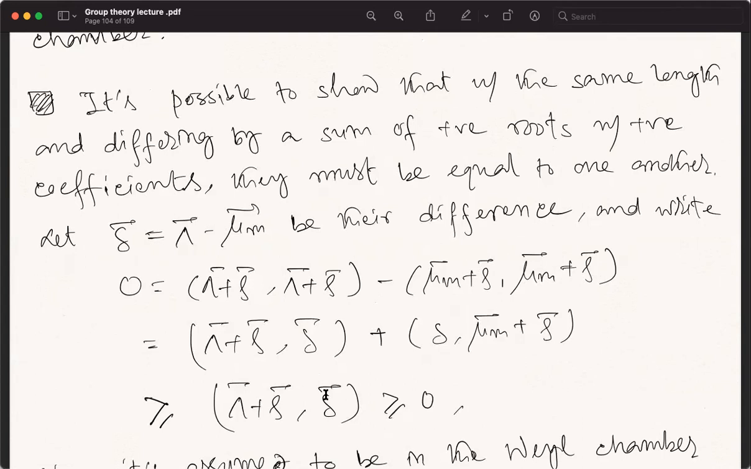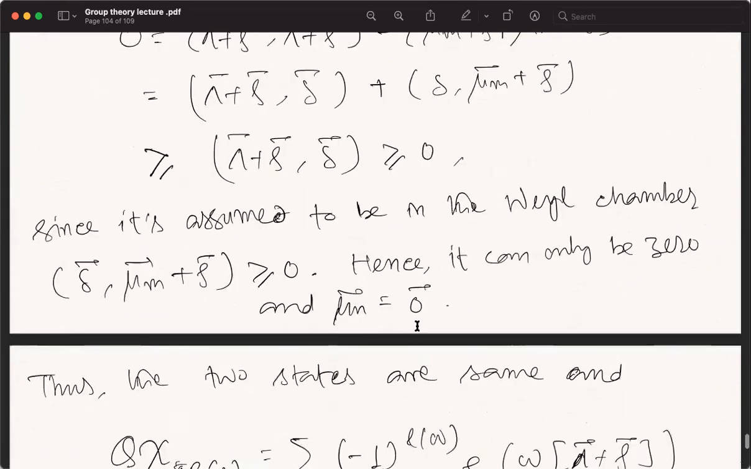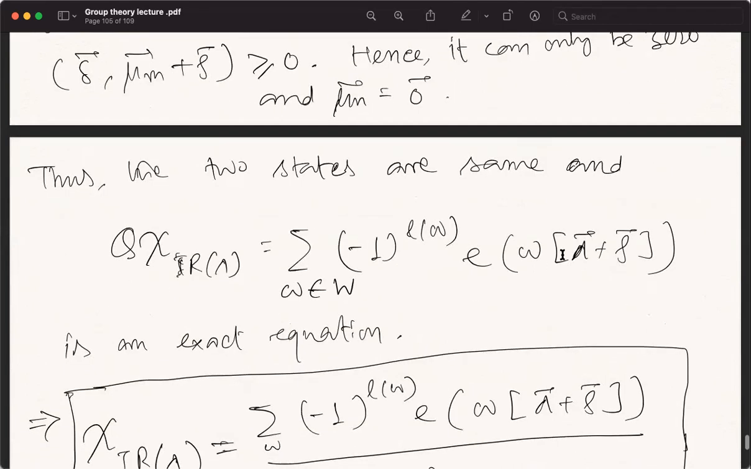And then you can rewrite it, do a little bit of algebra, and write it in terms of inner products. The inner products will be greater than or equal to 0, since it is assumed to be in the Weyl chamber. Hence, it can only be 0, when this mu and m equal 0. Thus, the two states are the same, and Q chi equals this particular form.